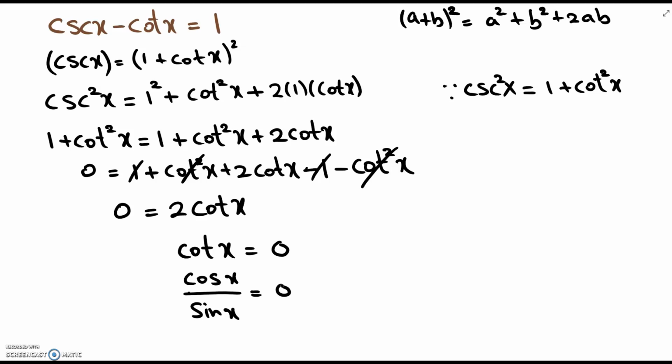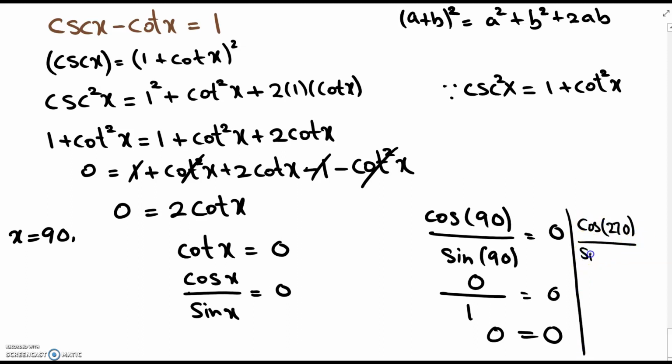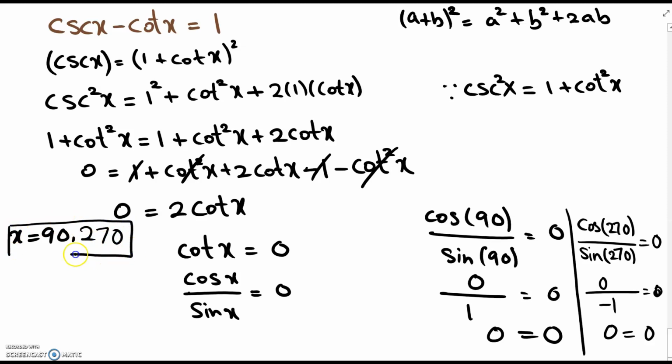Now look at this one. I will say cos 90 over sine 90 equals 0. Now cos 90 is 0 over sine 90 is 1, but 0 over 1 is 0, so 0 equals 0. It means one value of x is x equals 90. Okay, is there any other value where cos becomes 0? That is 270. So the other value is cos 270 over sine 270 equals 0. Cos 270 is 0 over sine 270 is -1. Now 0 over -1 is 0, so 0 equals 0. It means this is correct. So the other x value is 270. So these are the two values of x.